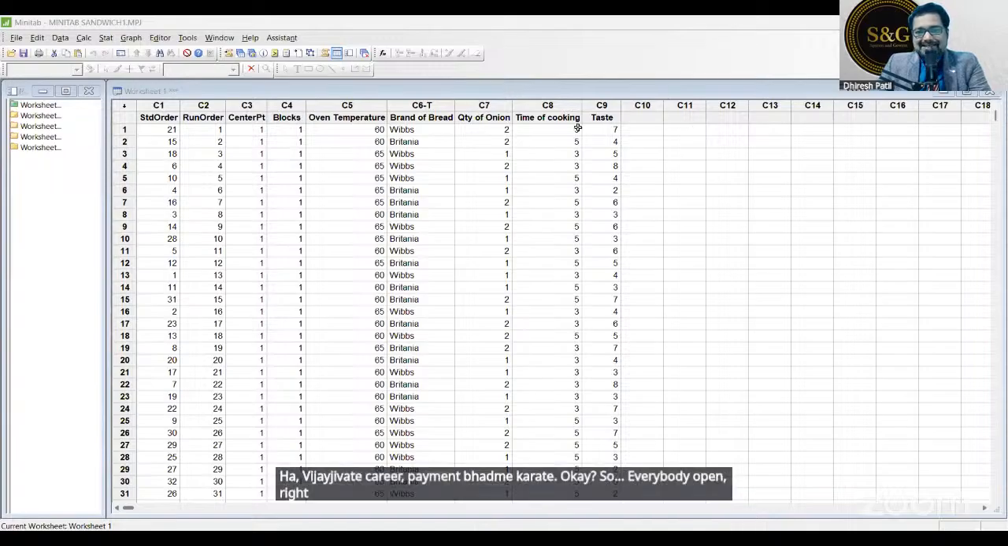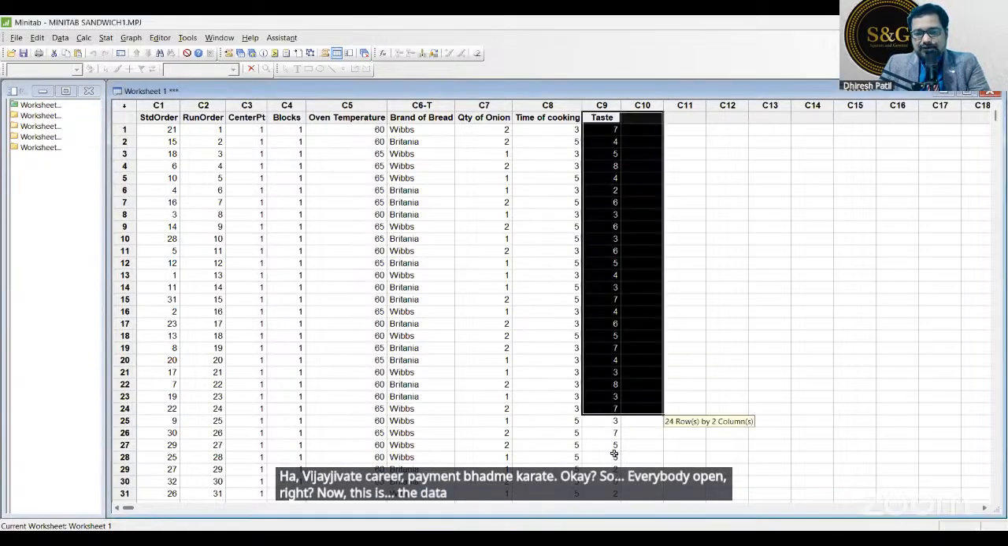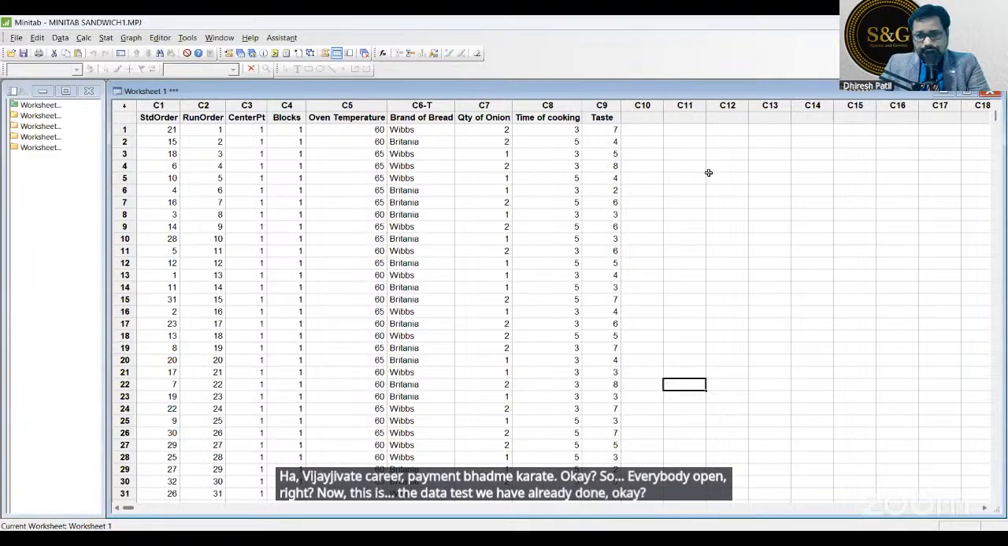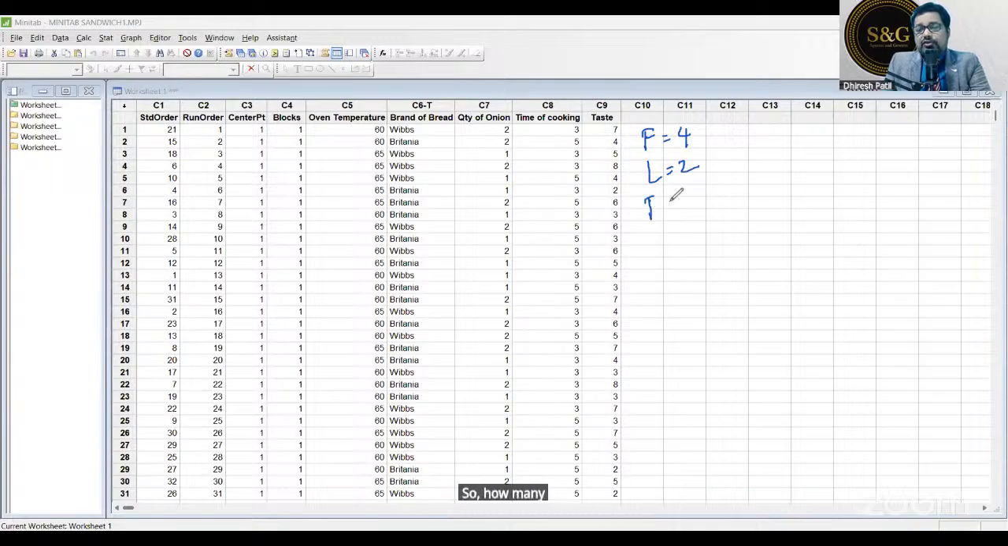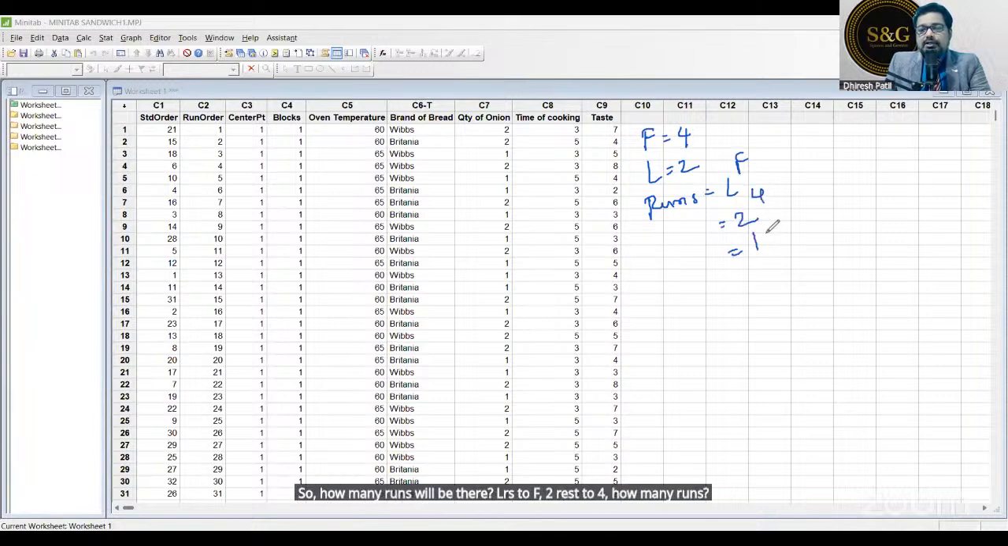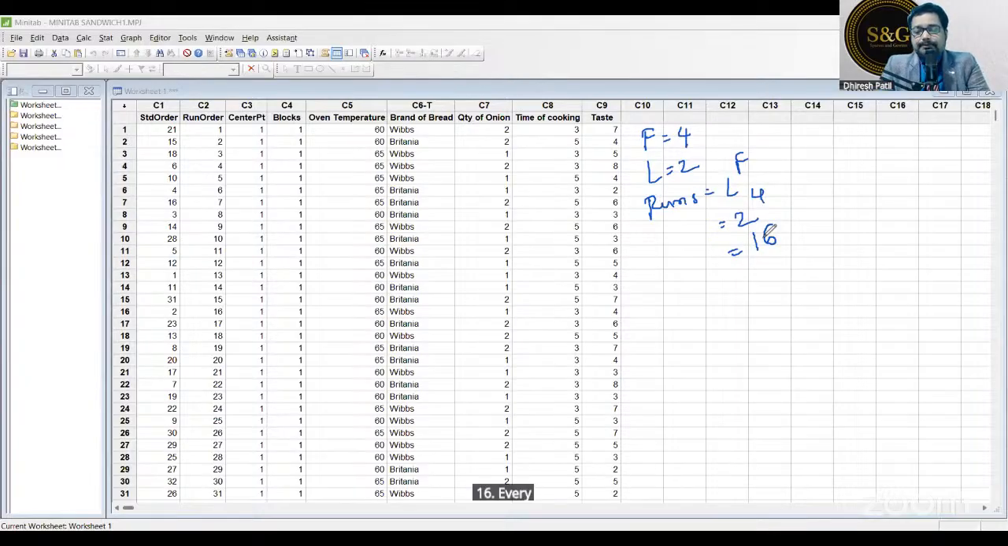Now this is the data set we have already collected. Now tell me, we have four factors, so factors equal to 4 and levels equal to 2. So how many runs will there be? L raised to F, 2 raised to 4. How many runs? 16. Everybody clear? Total runs are 16. L raised to F, 2 raised to 4, 16. Just give me yes in the chat box.